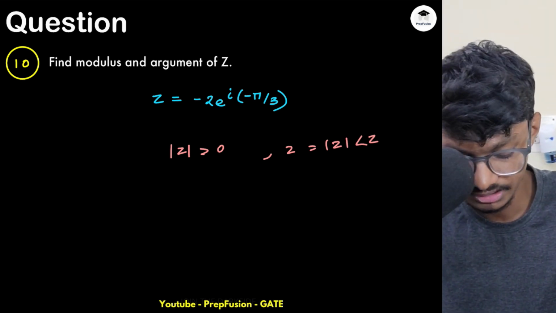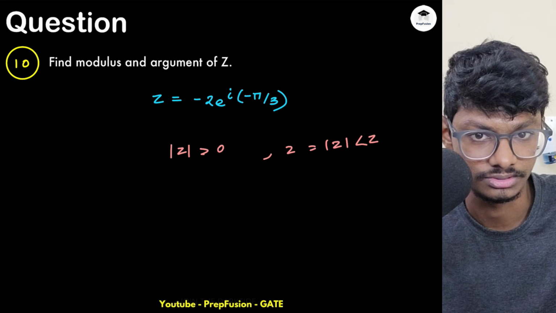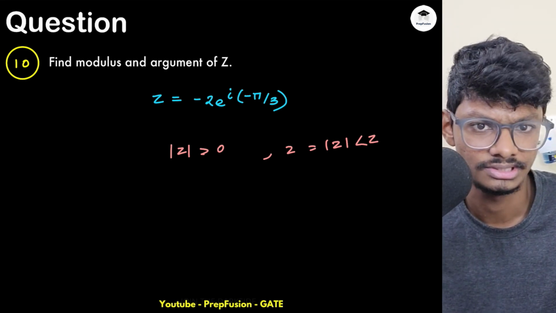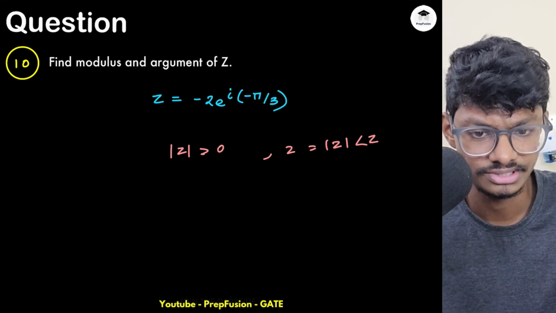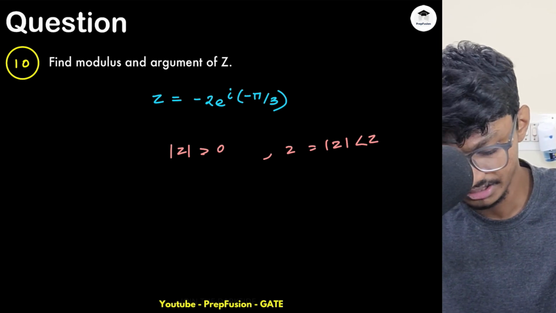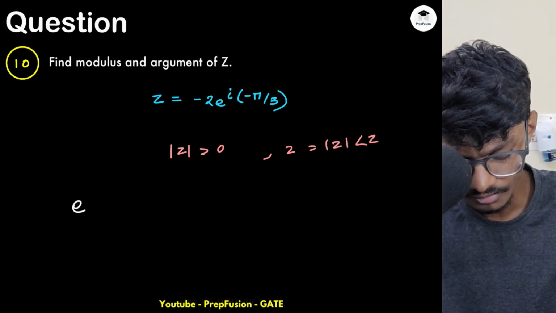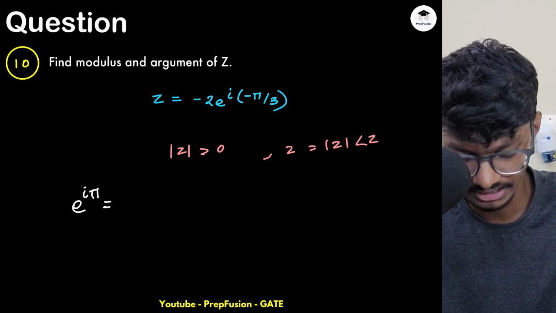There is a minus sign over here. I want to remove this. Do I know how to remove the minus sign? What is -1 in terms of exponential? In terms of exponential, I have told you one important result, that e raised to power i pi is -1.